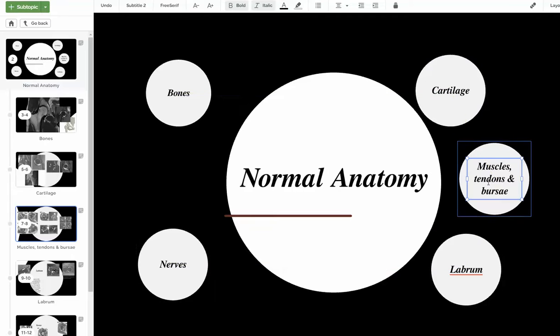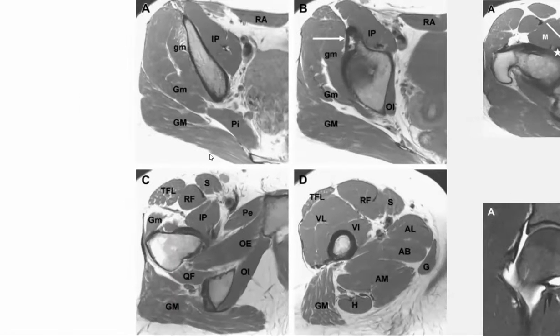Muscles, tendons and bursae. There are many muscles and tendons that surround the hip and allow it to perform a wide range of motions. The muscles of the hip and proximal thigh are generally well delineated from one another by well-defined fascial and fatty planes. Look at this example. These are T1 weighted axial images through the hip joint. The bone is bright, as we've discussed, the bright marrow, and the muscles are of intermediate signal.